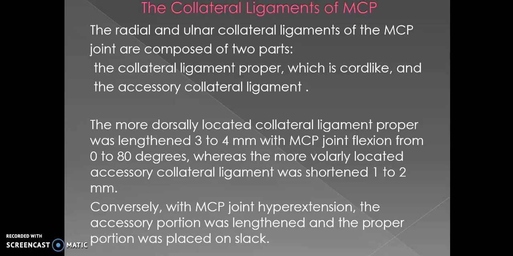So normally, when anyone does extension, what will happen is the opposite, conversely. With MCP joint hyperextension, the accessory portion was lengthened. Earlier during flexion, the accessory portion was shortened. Now it is lengthened 1 to 2 millimeter, and what will happen to the ligament proper, which was lengthened during flexion? Now it will become shortened by 3 to 4 millimeter.